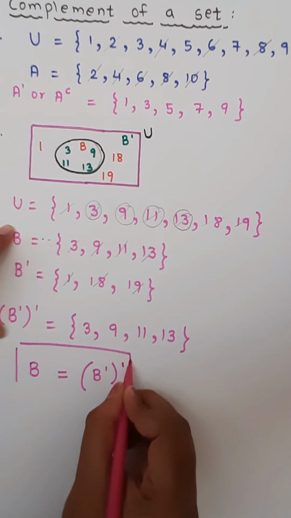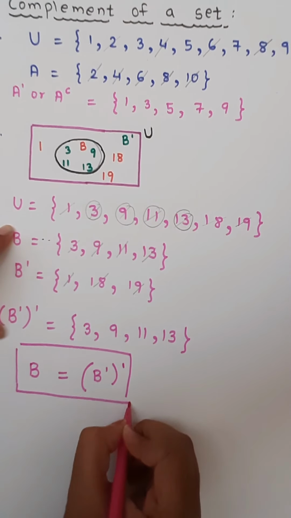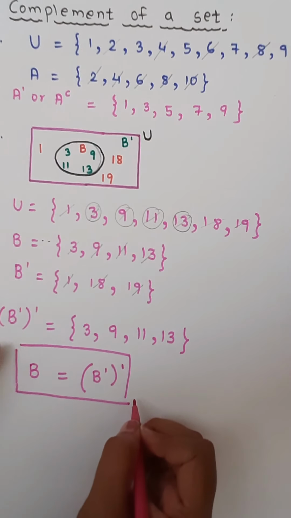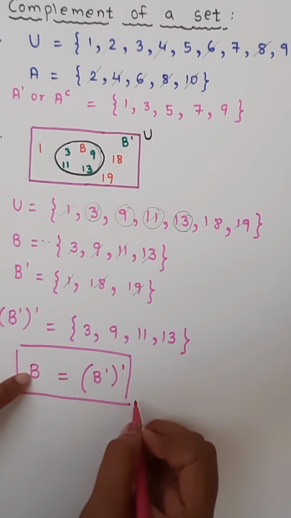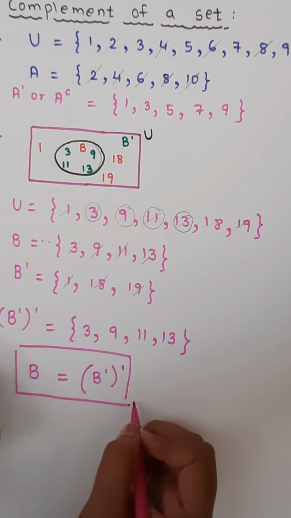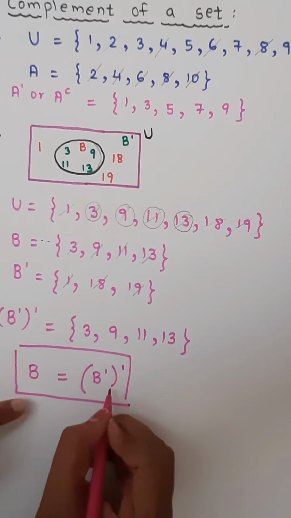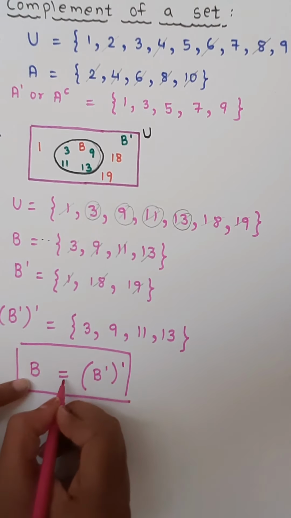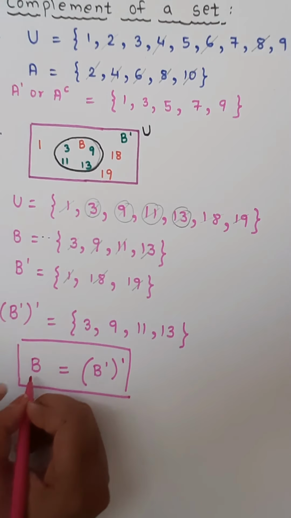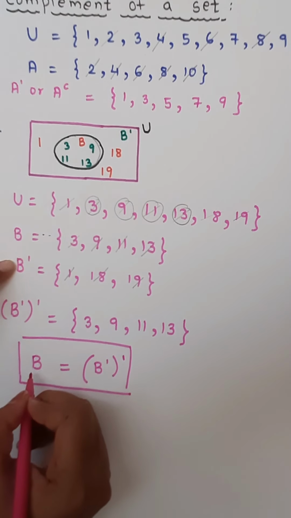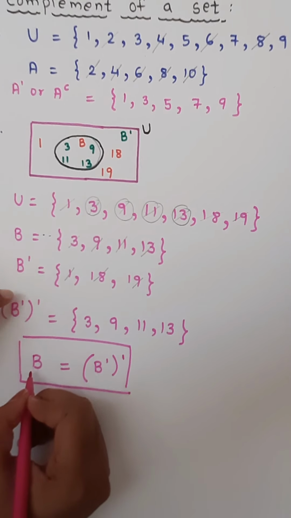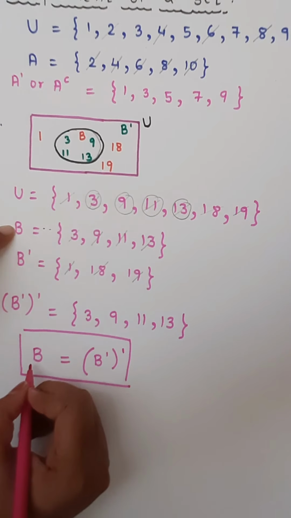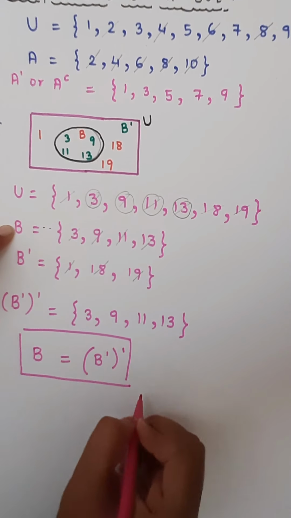This is a very important conclusion that comes in the exam: sets will be given and you have to verify, for B or A, any name can be given, that the complement of the complement is equal to the set B. In that case, first you will write B complement, and then the complement of that, compare them and you will get the set B. That is how you have to verify.